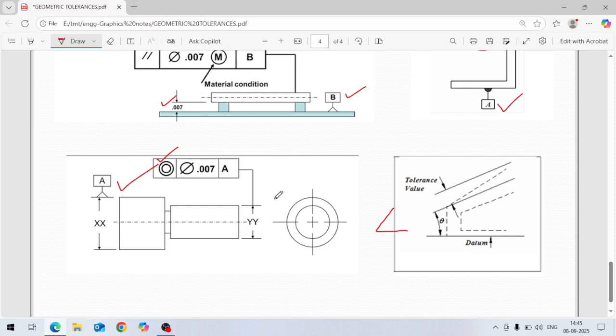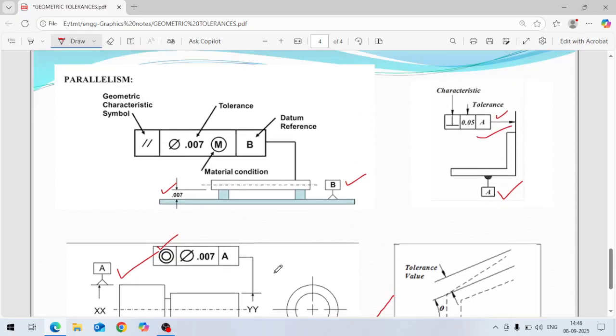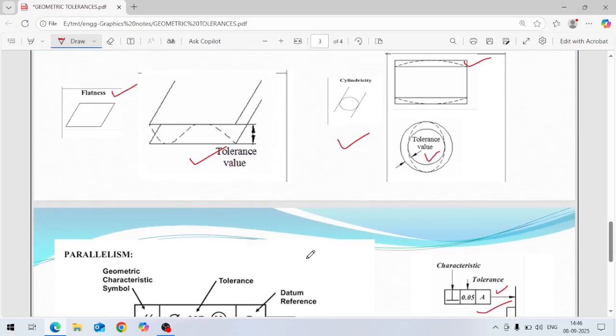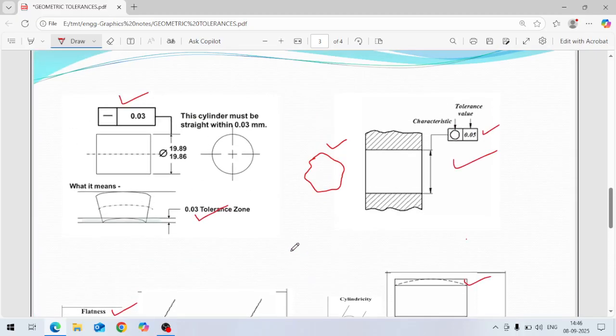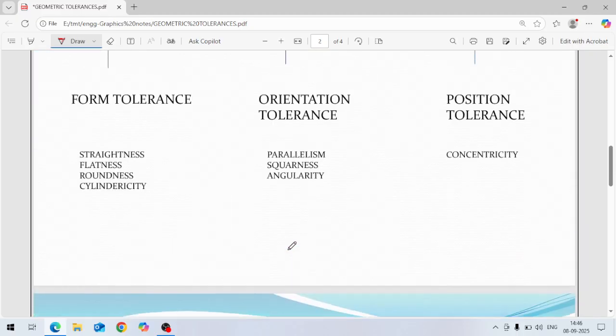There are two circles in the symbol, a concentric circle like this. This is called concentricity, and this is position error. These are geometrical characteristics like this. So these are all geometrical tolerances, and we can define them like this.